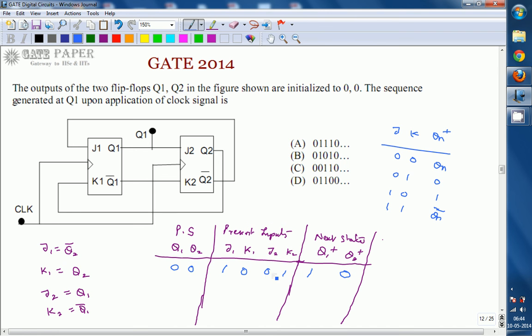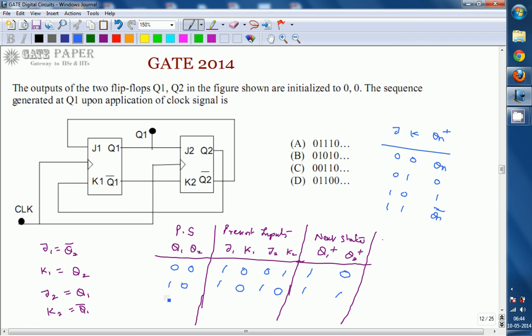Next, now the present state will be 1, 0, because the next state will be treated as the present state. For 1, 0, J1 is Q2 bar and K1 is Q2, J2 is Q1 and K2 is Q1 bar. So after application of the clock pulse, the values will become 1, 1, because 1, 0 is nothing but set state. The output will be set irrespective of present state.